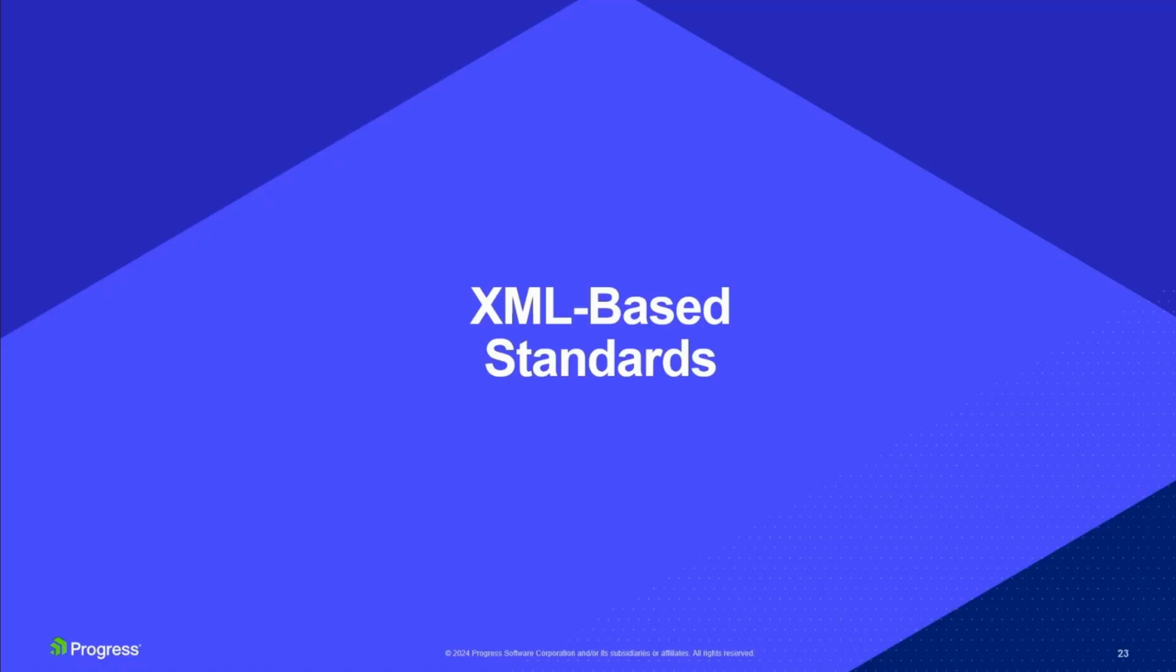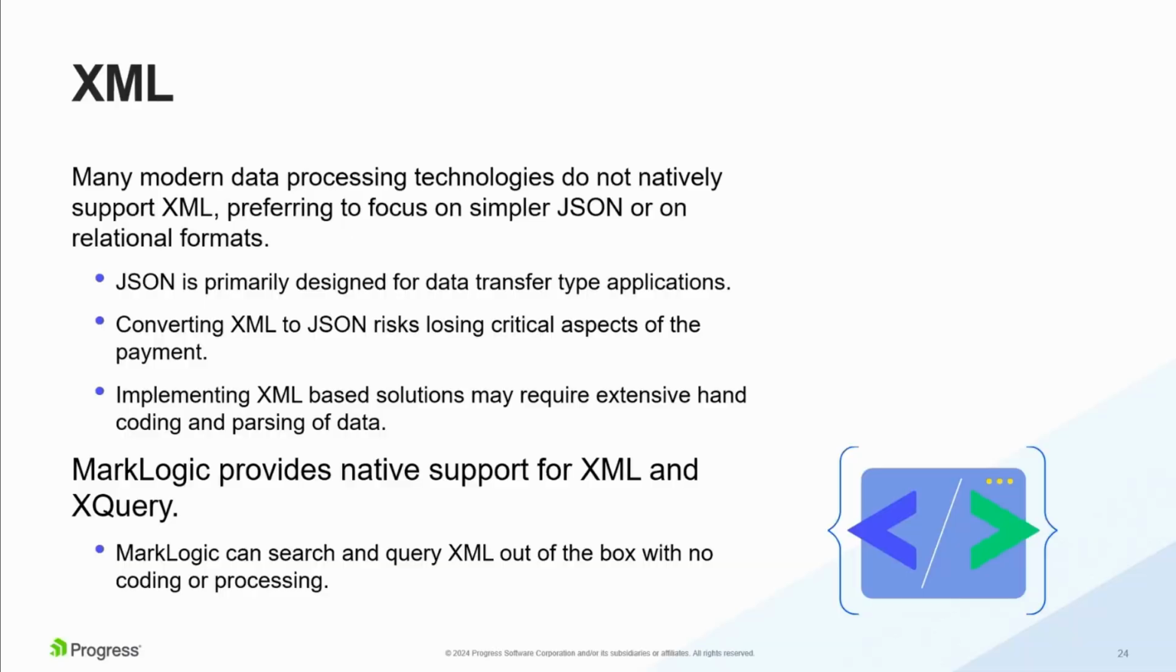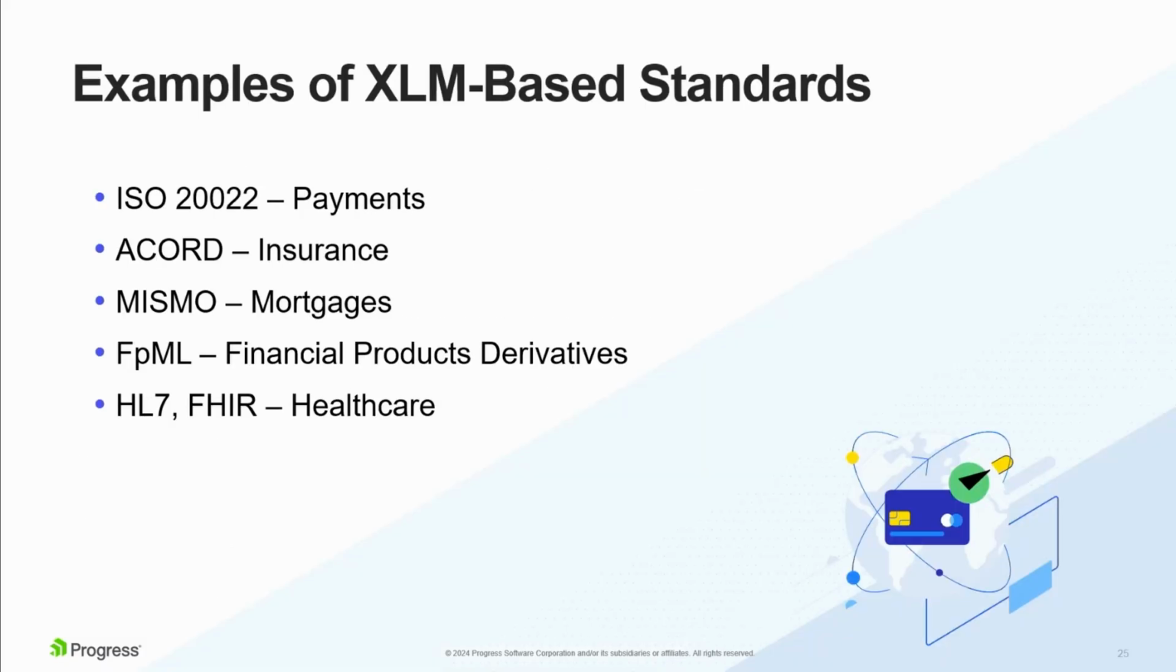So the next one is XML-based standards. Most of the data spread around the world is relational or JSON, but most of the standards describing data are XML-based. And that's because XML is much richer. XML has things like namespaces and a lot of other stuff. And so the people who build these, I think the next slide actually shows, so these are a few. ISO 20022, which is payments.